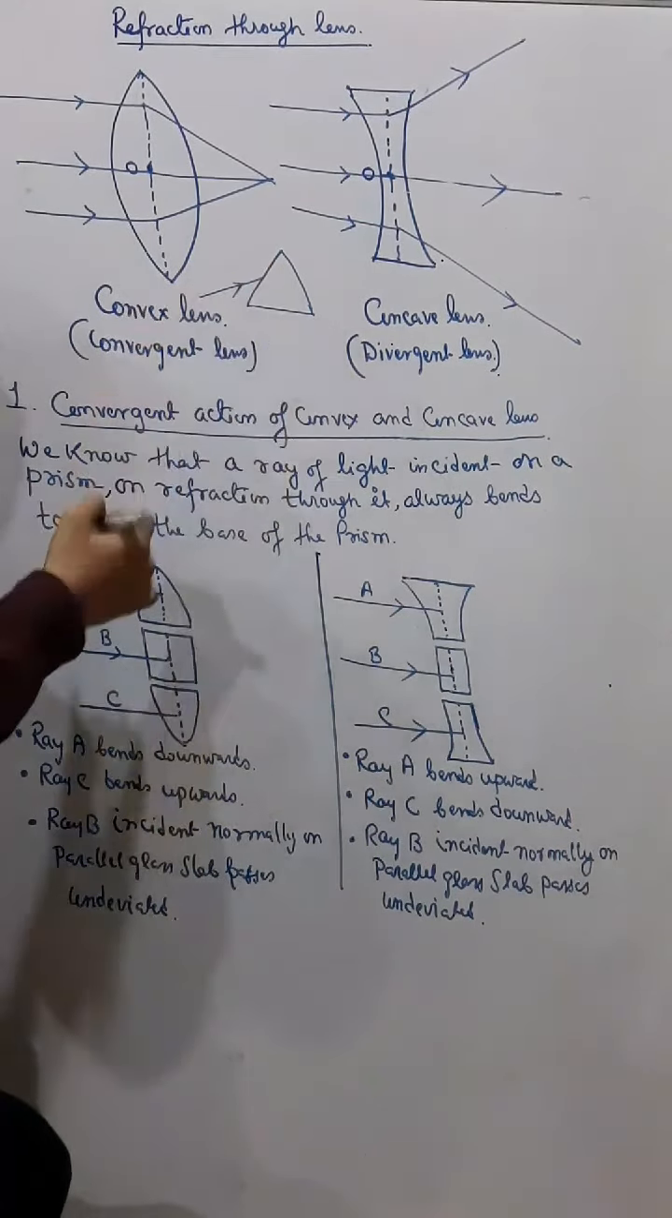In this case also you can understand that ray of light from A, this ray A, will bend towards the base. Here the base is upward, so it will bend in the upward direction. Here the base is downward, so it will bend in the downward direction. And this is again a glass slab, so it will go straight. So this is the action of convex lens and a concave lens. They are convergent action and divergent action. So we can explain by the help of a combination of prism and a glass slab. Okay.